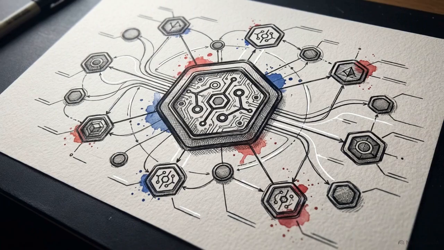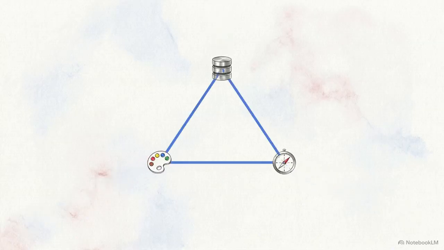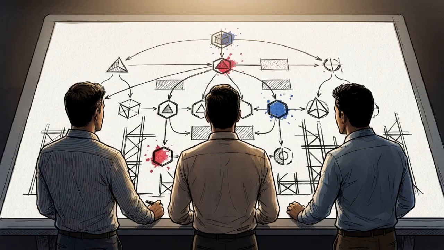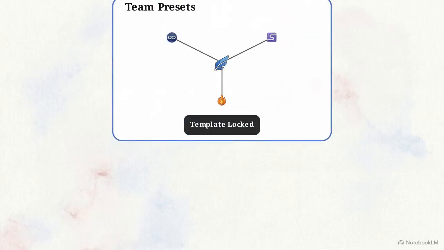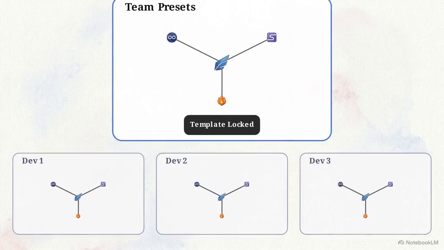Flutterseed replaces this process with a visual scaffolding engine. Instead of typing boilerplate, you map out a production-ready architecture visually and generate the code in about 60 seconds. For development teams, this creates a reliable baseline. Technical leads can lock their approved stack into a standardized template, ensuring every new hire starts from the same foundation.